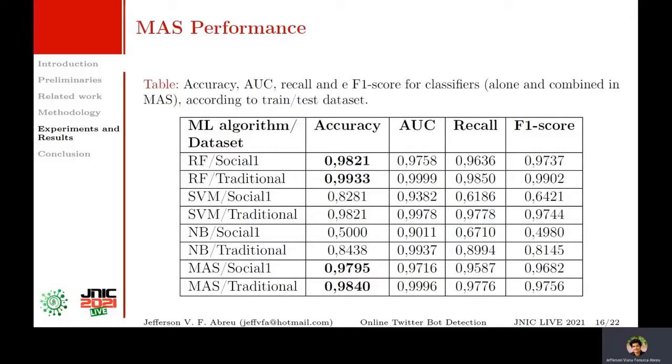Here we have a comparison of the accuracy, precision, recall, and F-measure of the ML algorithms alone and combined in the MAS. And the MAS was very close to our best algorithm, which is a good sign. It shows that combining the three ML algorithms doesn't affect the performance of the ML algorithms. And in some cases, it can occur that the SVM and naive Bayes can correct an incorrect classification from the random forest.